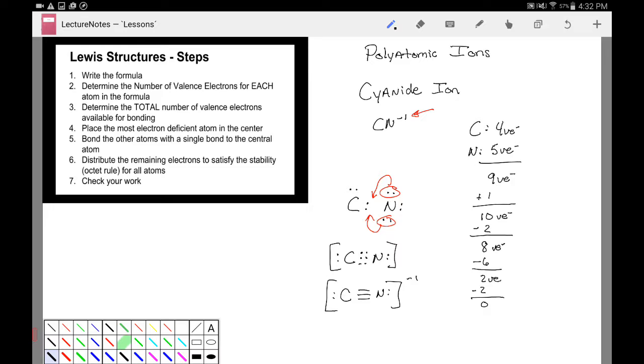We need to make sure we put the brackets and the charge around these structures to show that it has an extra electron.